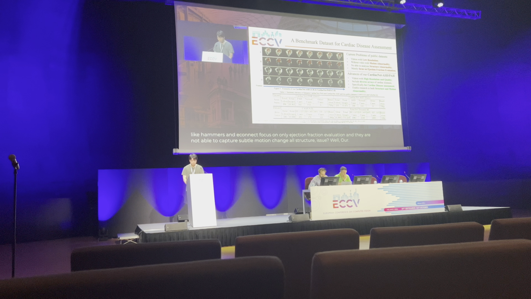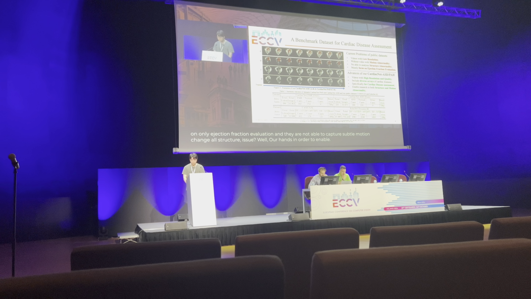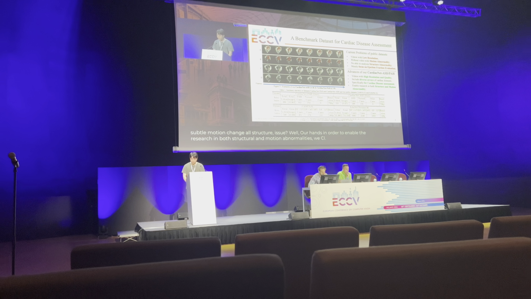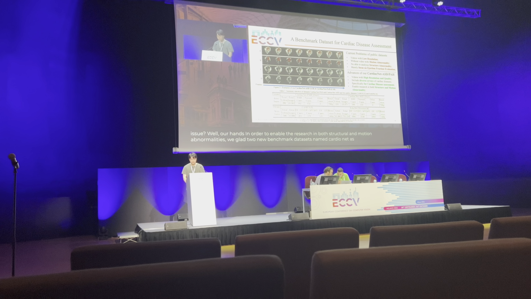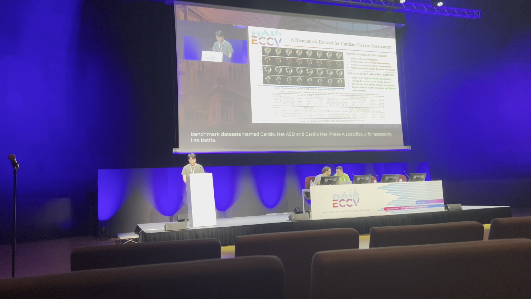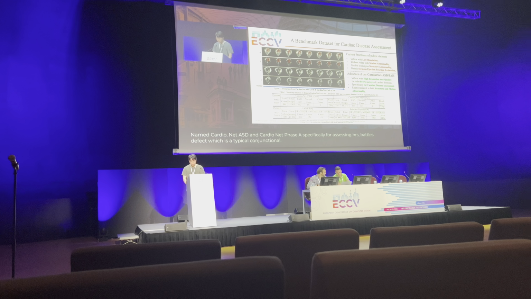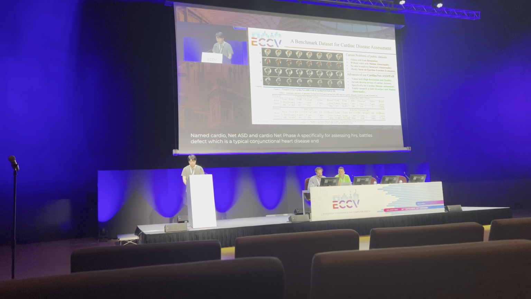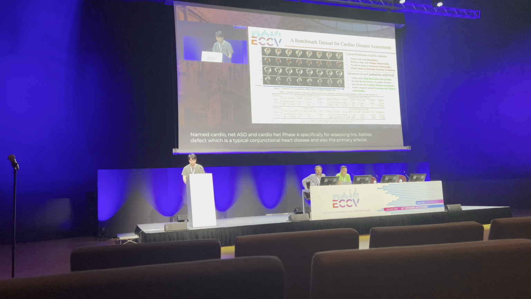Hence, in order to enable research in both structural and motion abnormalities, we collect two new benchmark datasets, namely CardiacNet-ASD and CardiacNet-PAH, specifically for assessing atrial septal defect, which is a typical congenital heart disease, and also pulmonary arterial hypertension, which reflects cardiac motion dysfunction.